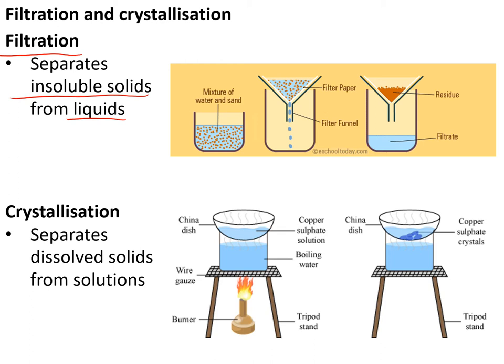Now the filter paper, if you look at the microscopic structure, has lots of tiny little holes in it, okay? And those tiny little holes are small enough for the liquid to pass through, but the holes are too small for the solid particles to fall through. So the solid remains behind here. We call the solid the residue, and we call the liquid that filters through the filtrate.